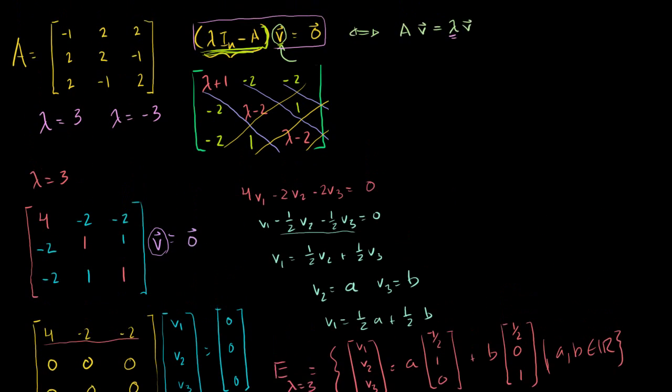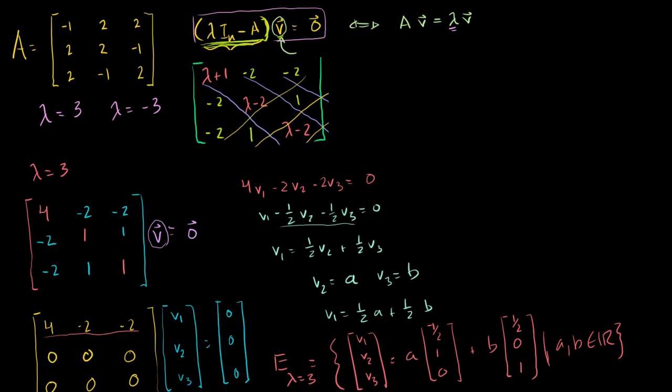Let's do the one that corresponds to lambda is equal to minus 3. So if lambda is equal to minus 3, I'll do it up here. I think I'll have enough space. This matrix becomes, I'll do the diagonals. Minus 3 plus 1 is minus 2. Minus 3 minus 2 is minus 5. Minus 3 minus 2 is minus 5. And then all the other things don't change. Minus 2, minus 2, 1, minus 2, minus 2, and 1.